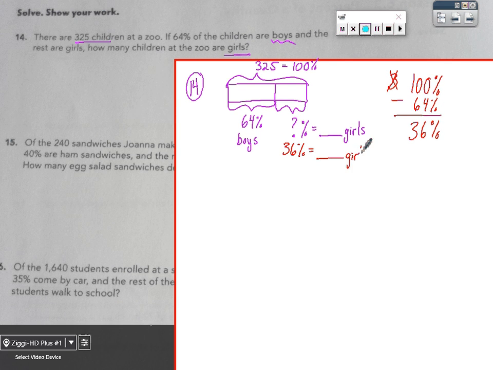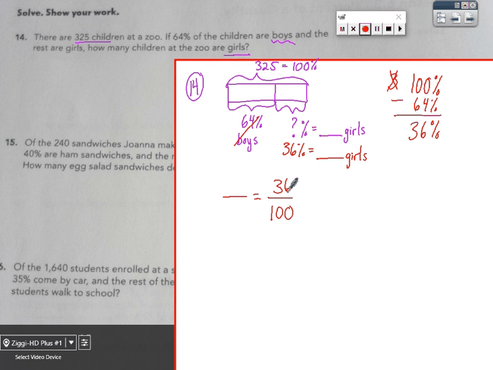Now that's not what they asked for. Keep in mind, they didn't ask me what percent are girls. They asked me how many children at the zoo are girls. So now we're ready for our percent proportion. This boy information, it was helpful, but I'm done with it, and I'm ready for my percent proportion. I'm going to set up my proportion with 2 fractions right now. And I know 100 always goes in the bottom right. Well, 36% is important. It comes from this bar model, and it's a percentage. It belongs in the top right.